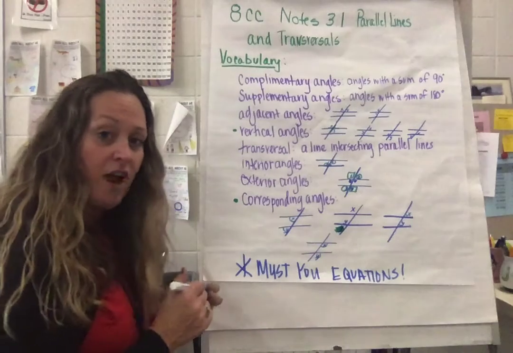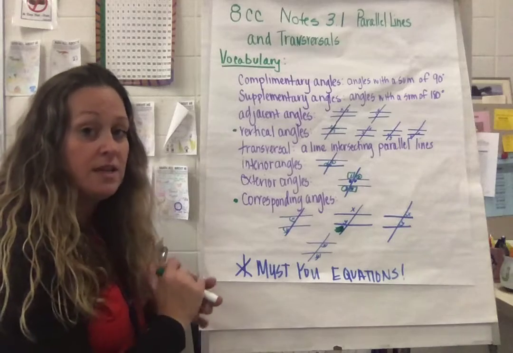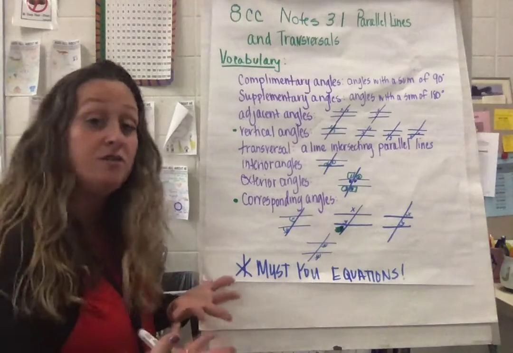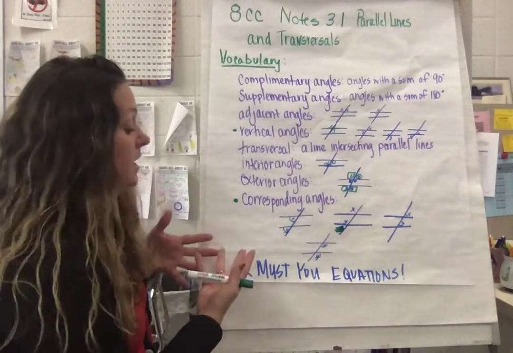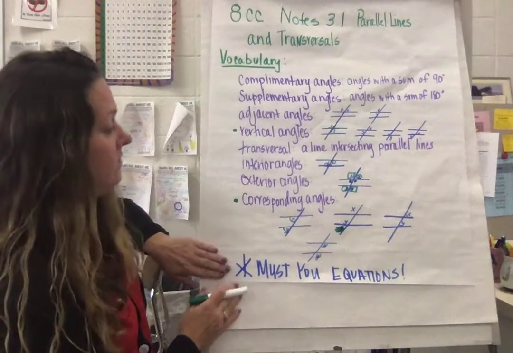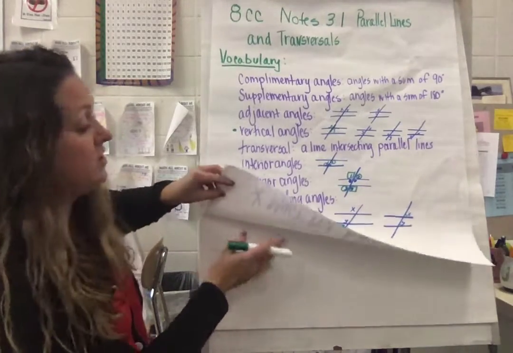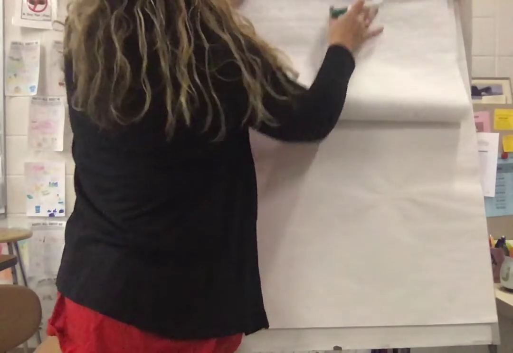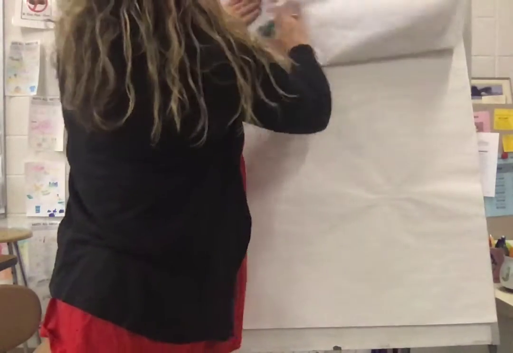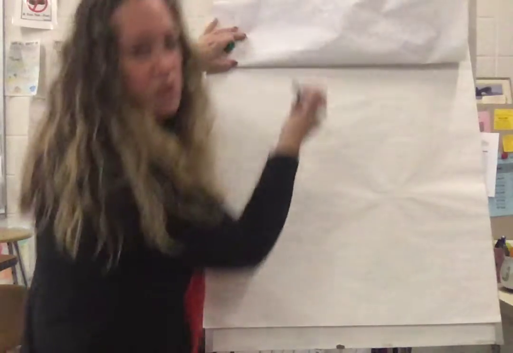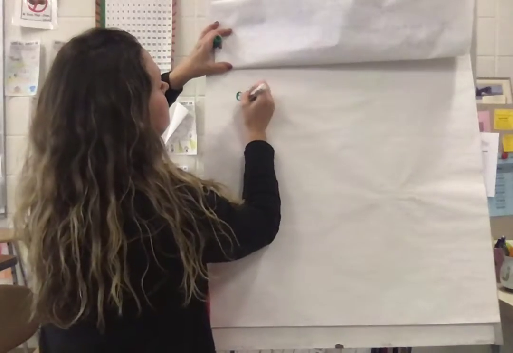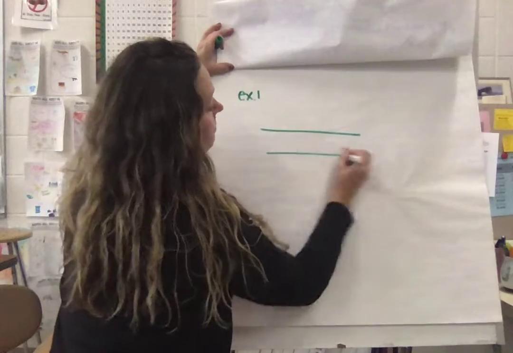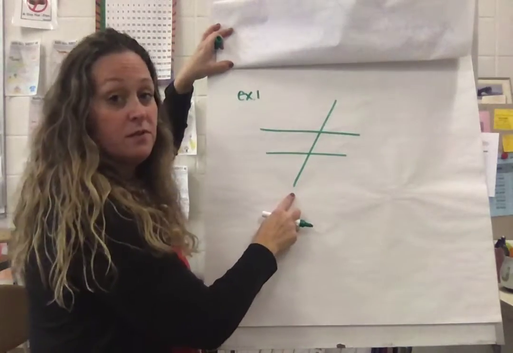In the event that you're asked to label units and it includes a variable, you must write an equation. So make sure you have these examples written down, and I'm going to show you an example of a problem where I would expect an equation. I guess this would just be our first example. I've drawn parallel lines, and this is a transversal.